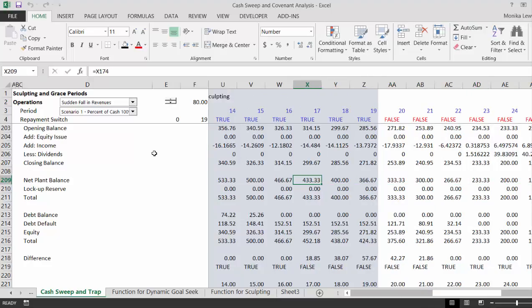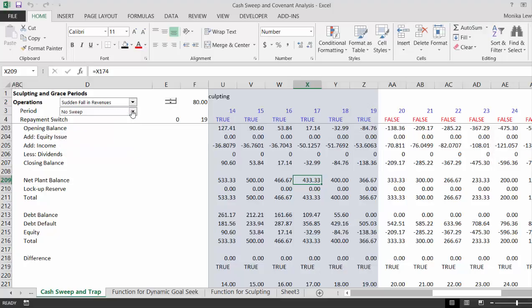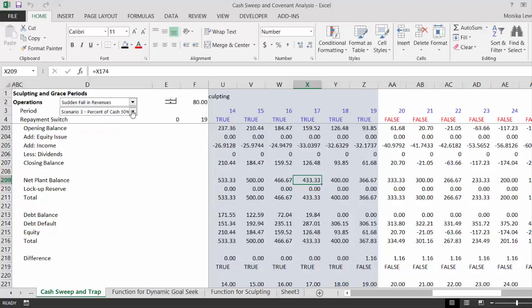See, I have a mistake here. Okay, and if we have no sweep, we're okay. Or we have 50% sweep, we have something else. So I'm not happy we did the balance sheet. I really don't care, but I'm going to stop this.